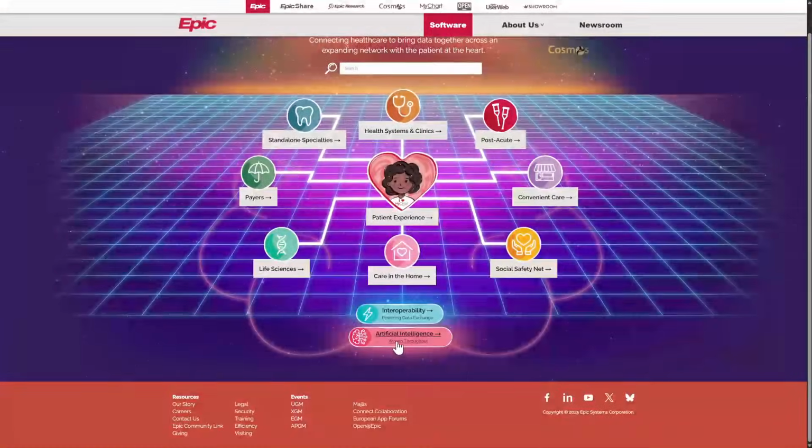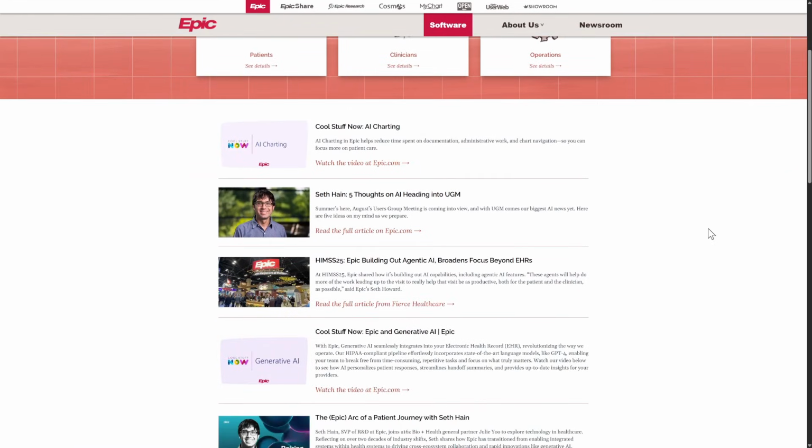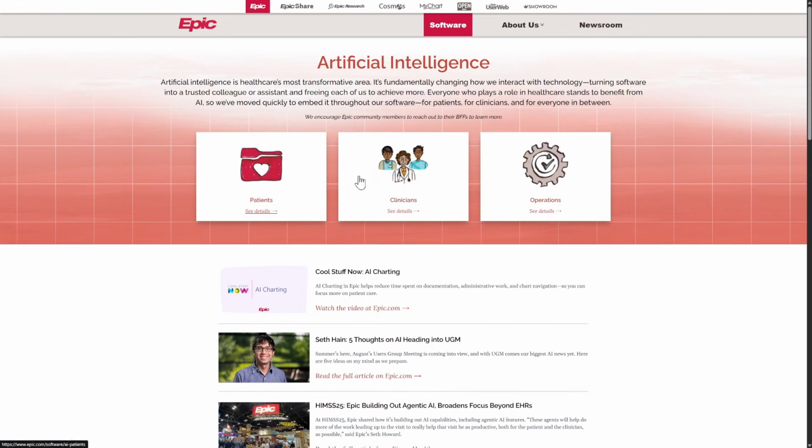The last major area is artificial intelligence. Epic integrates AI and machine learning into many of its workflows. AI supports predictive analytics, such as identifying patients at risk of readmission. It provides clinical decision support, natural language processing for documentation, and workflow automation. These tools improve efficiency, reduce administrative burdens, and enhance care outcomes.